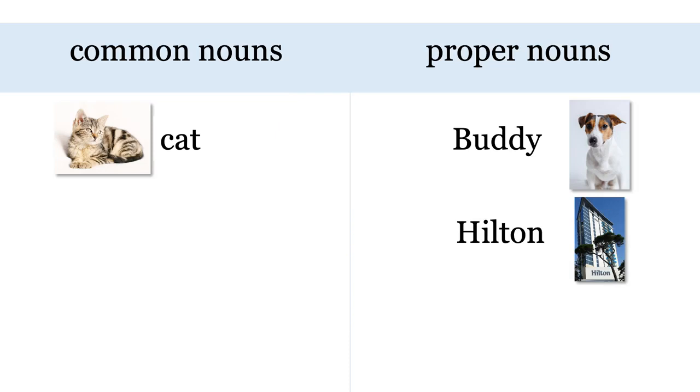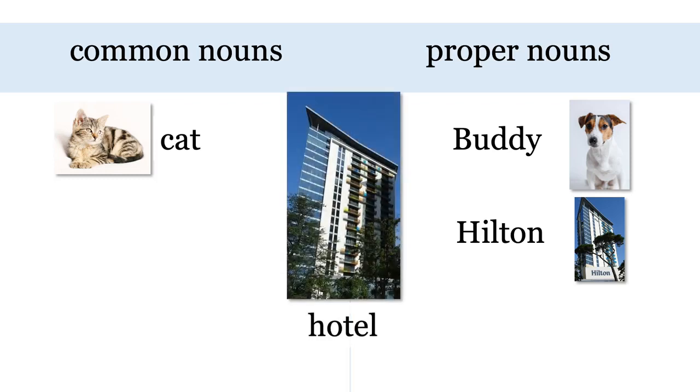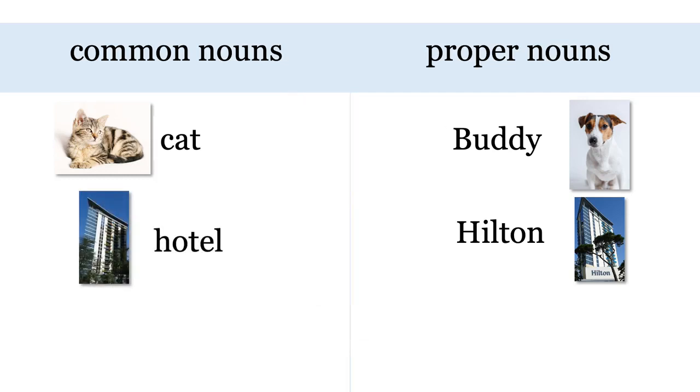Hilton is a proper noun. Hilton is the name of the building or the hotel chain, so it has that capital letter. Hotel. Hotel is a common noun. We don't know the name of the hotel, so we don't use the capital letter.